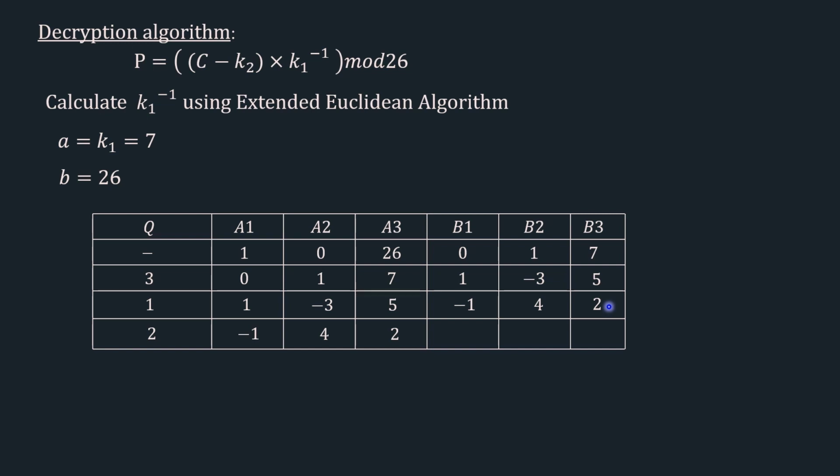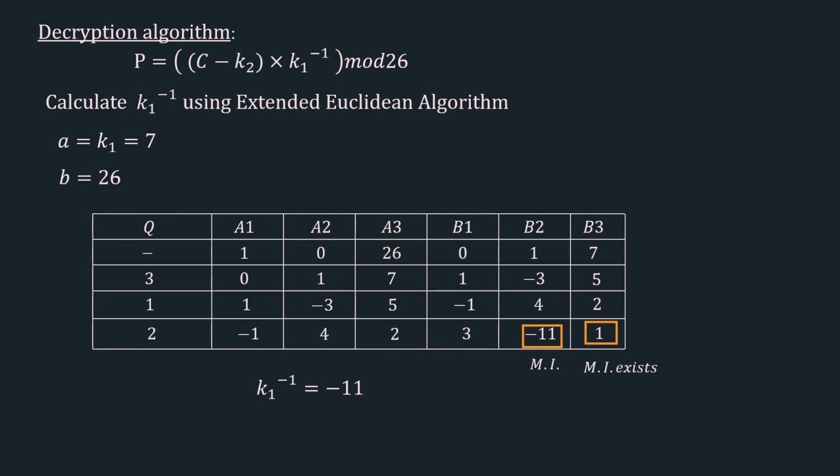Let's calculate the further values of b's. So b1 is 1 minus 2 into minus 1, that is 1 plus 2, which gives us 3. b2 is minus 3 minus 2 into 4, that is minus 3 minus 8, which gives us minus 11. And b3 is 5 minus 2 into 2, that is 5 minus 4, which gives us 1. We can see b3 is 1, so we stop the iteration. Since b3 is 1, it indicates that the inverse exists. And what is that inverse? It is the current value of b2, that is minus 11.